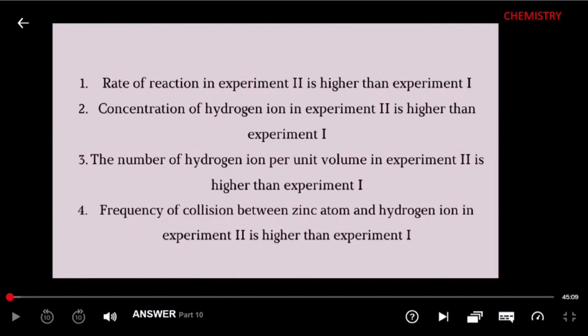It is because experiment 2 used sulfuric acid, which is a strong diprotic acid, and experiment 1 used nitric acid, which is a strong monoprotic acid. The number of hydrogen ions per unit volume in experiment 2 is higher than experiment 1. Frequency of collision between zinc atom and hydrogen ion in experiment 2 is higher than experiment 1.